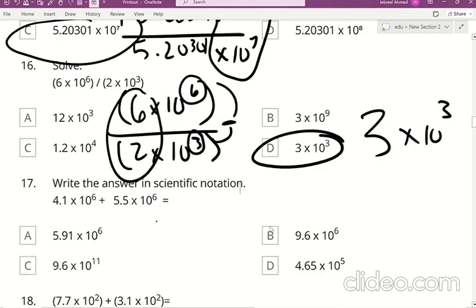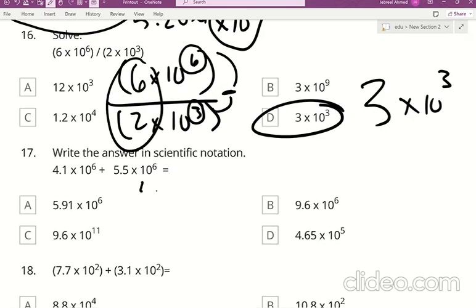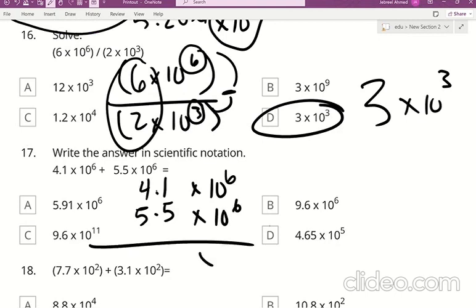This one is easy. 4.1 and 5.5. They're both times 10 to the 6th power. So I'll bring this down. 1 plus 5 is 6. 4 plus 5 is 9.